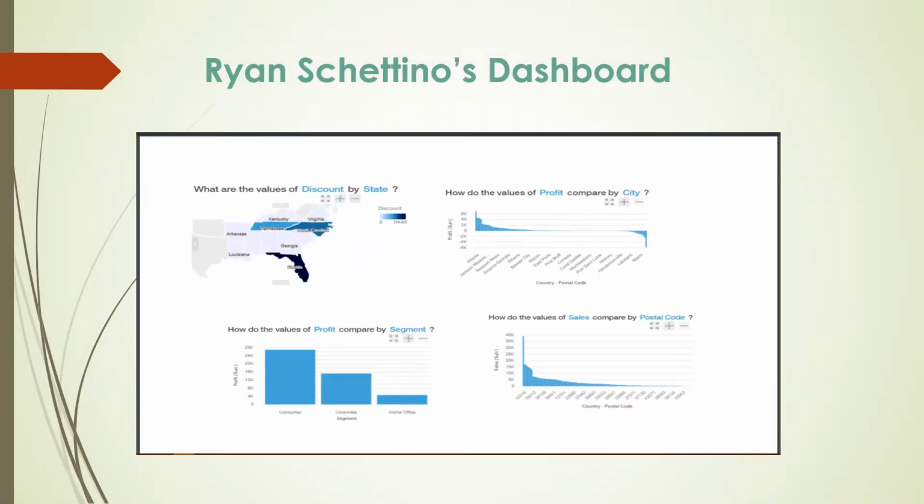This is the dashboard I created using IBM software. Some of the questions that I had asked the program are: what are the values of discount by state? How do the values of profit compare by city? How do the values of profit compare by segment? How do the values of sales compare by postal code? The data I gathered pertains to supermarkets that are in the southern states.